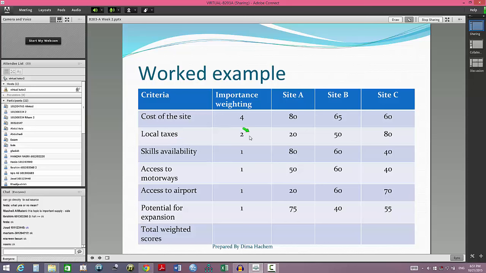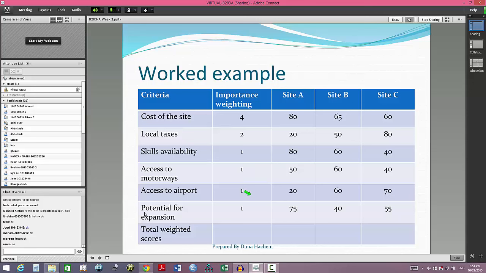Skills availability, we give it 10%. Access to motorways, we give it 10%. Access to airport, give it 10%. Potential for expansion, give it 10% also.